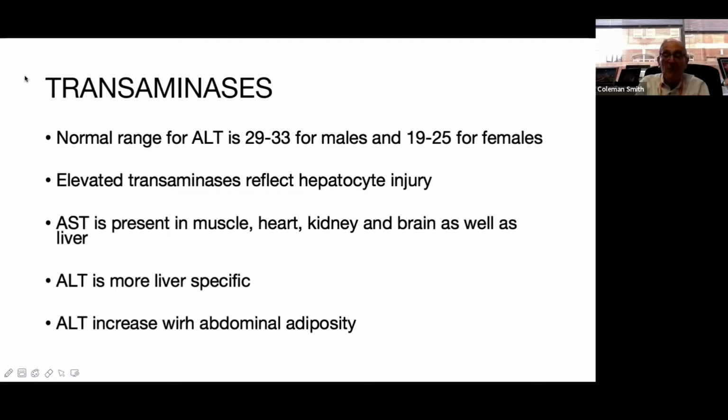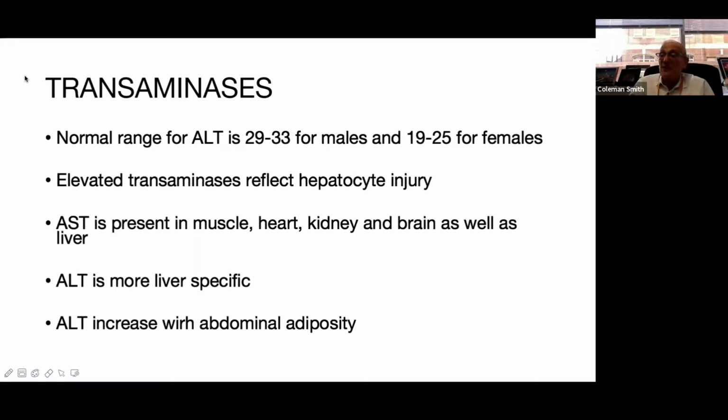But you've got to remember, some of these enzymes are present elsewhere. AST, for instance, is present in skeletal muscle, it's present in heart, it's present in kidney, present in brain, as well as the liver. So elevated enzymes, AST, can occur with damage to any of these other organs. So an elevated transaminase is not necessarily specific for liver injury. It's more common in the liver than in other tissues, but it's still not specific. ALT does occur in other tissues, but it's much more liver specific.